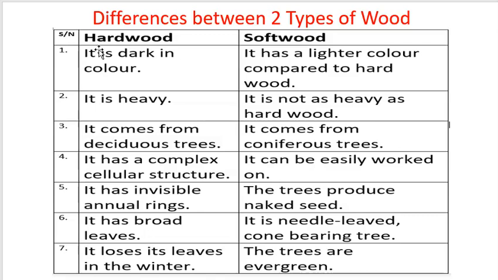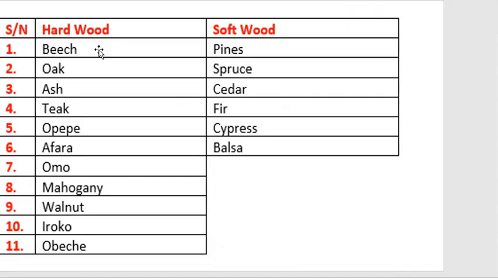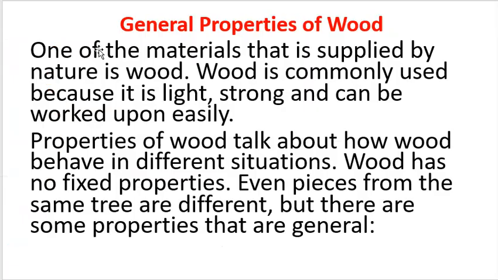But what I forgot to add is the general properties of wood. So I'm starting from there in this part 2 before I move to processing of timber. So general properties of wood. One of the materials that is supplied by nature is wood. Wood is commonly used because it is light, strong, and can be worked upon easily.